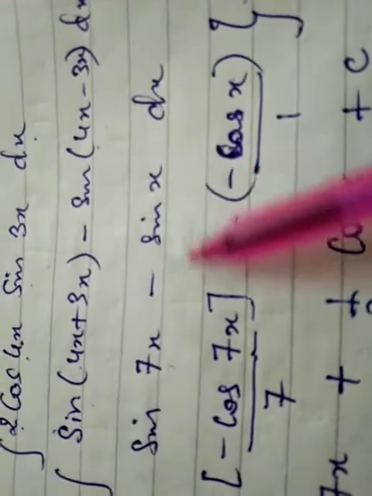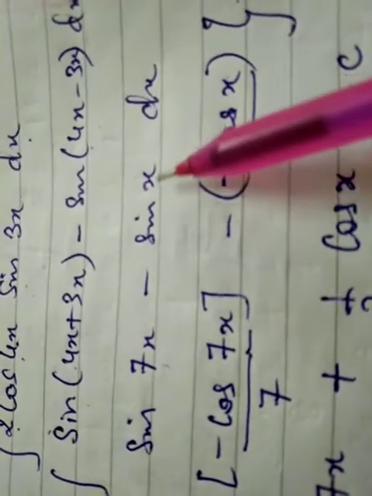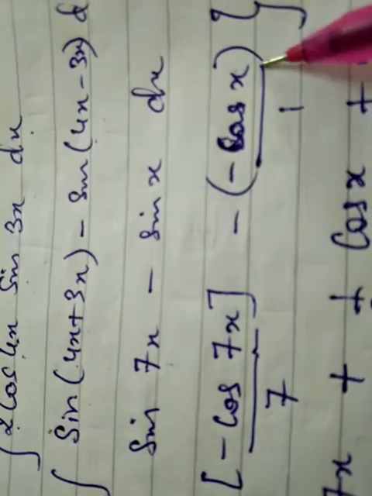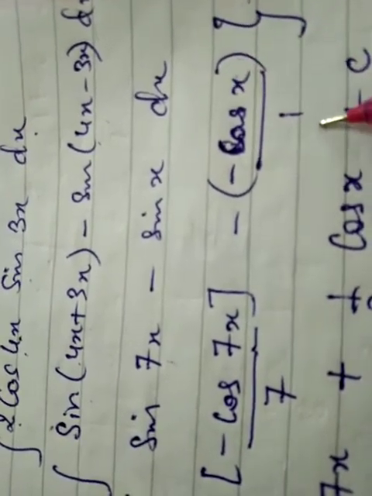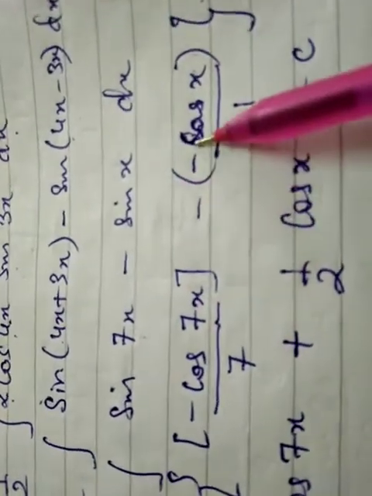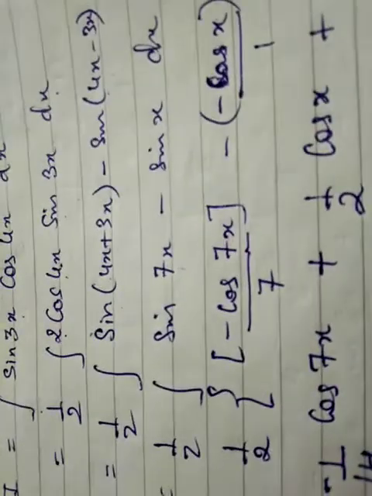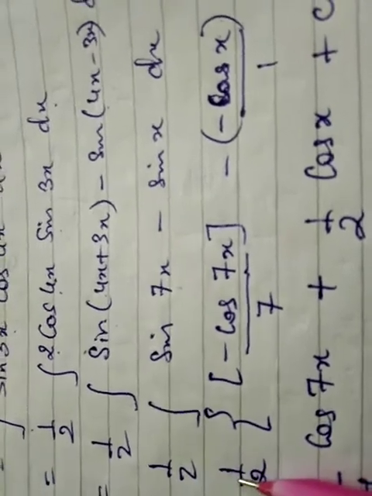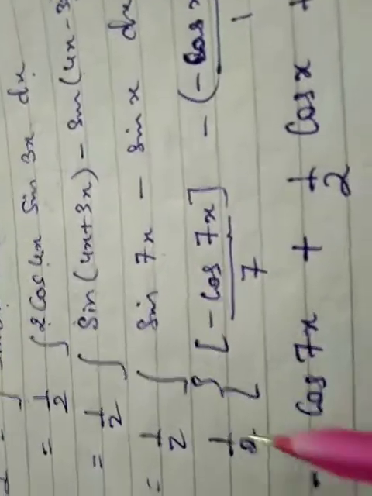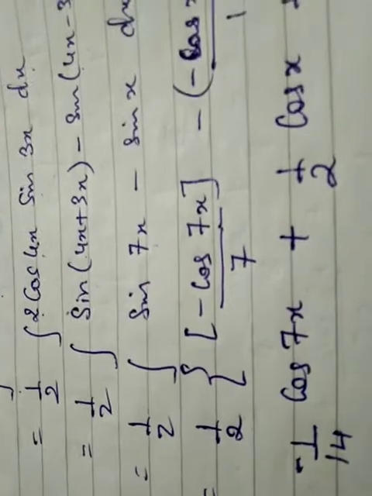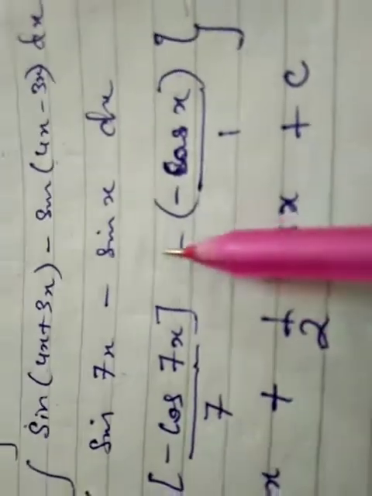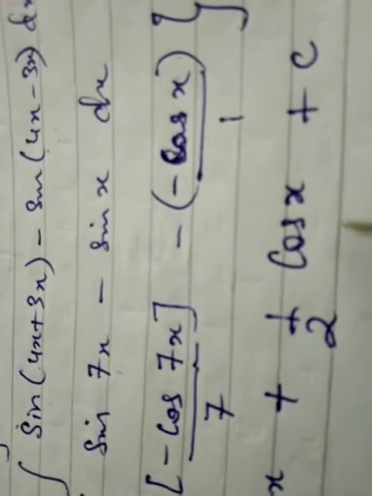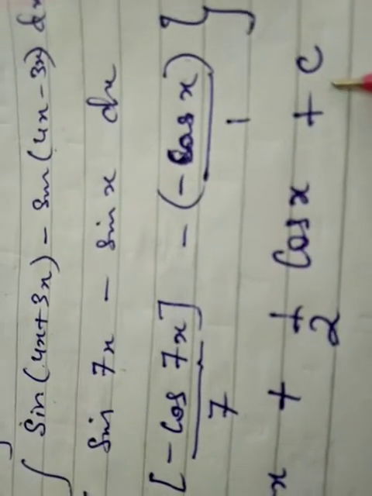Now I come over here, minus sign as it is, integration of sine is going to be minus cos, and differentiation of x is going to be 1 upon 1. Minus of minus will become plus, but when you multiply this half over here to both the terms, it will become 2 into 7, that will become minus 1 upon 14 cos of 7x, and minus into minus is going to be plus cos of x and plus c. So that's the end of this question.